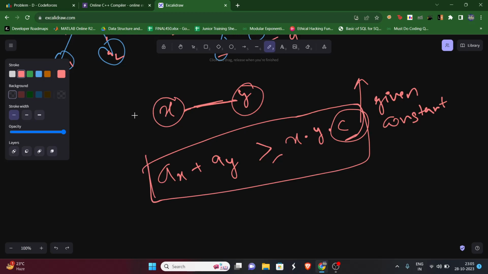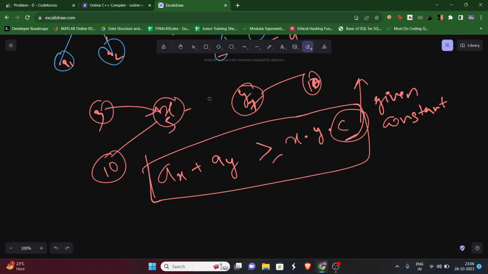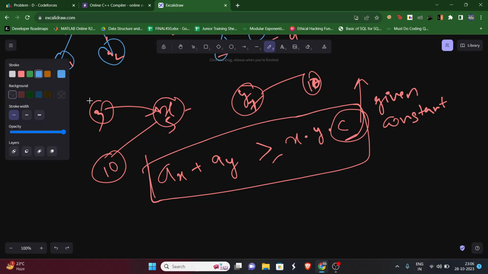Now let's say we have connected a few more cities with this x. Initially, let's say it has a population of 3, this has 10, this has 5, this has 7, and it was also connected to a population of, let's say, 10. For the time being, let's say this bond was not there, and now we want to make this bond. So ideally we are connecting this x city with this y city. So ax plus ay should be greater than or equal to x into y into c.